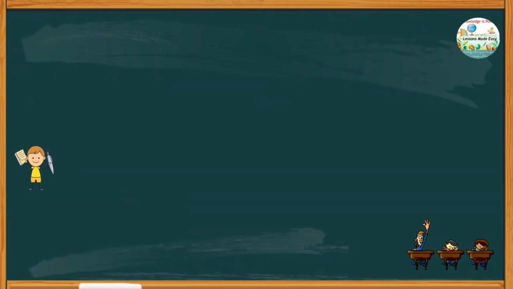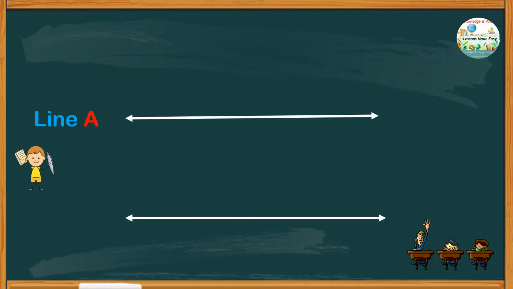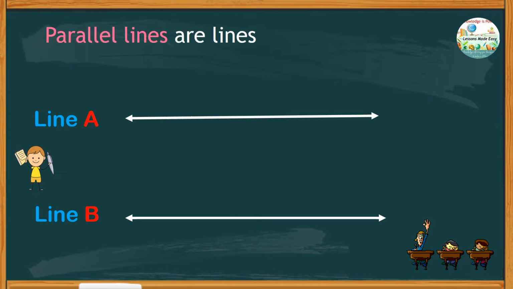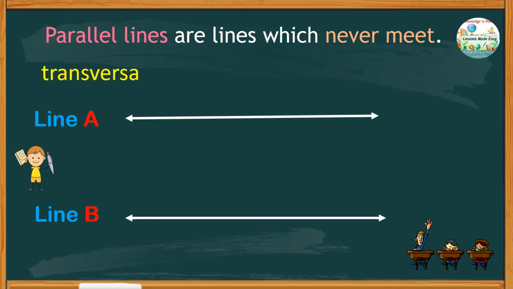Let's start by drawing a pair of parallel lines, and we'll name this line A and line B. Parallel lines are lines which never meet. By definition, it's not possible for parallel lines to create angles. However, when a line called a transversal crosses a pair of parallel lines, angles are formed at two distinct points. In fact, not just one, but many angles.